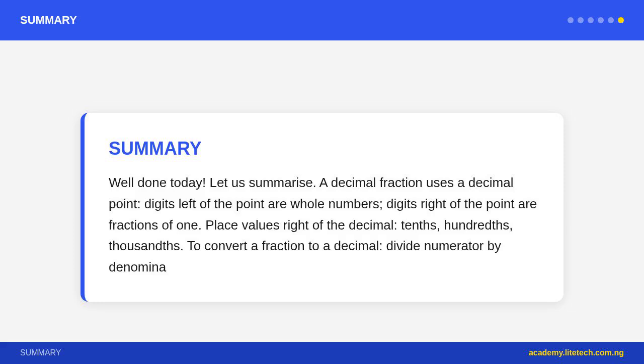Well done today. Let us summarize. A decimal fraction uses a decimal point, digits left of the point are whole numbers, digits right of the point are fractions of 1. Place values right of the decimal, tenths, hundredths, thousandths. To convert a fraction to a decimal, divide numerator by denominator. To convert a decimal to a fraction, write as tenths or hundredths and simplify. In Nigeria, 1 naira equals 100 kobo, so kobo amounts are hundredths of a naira.